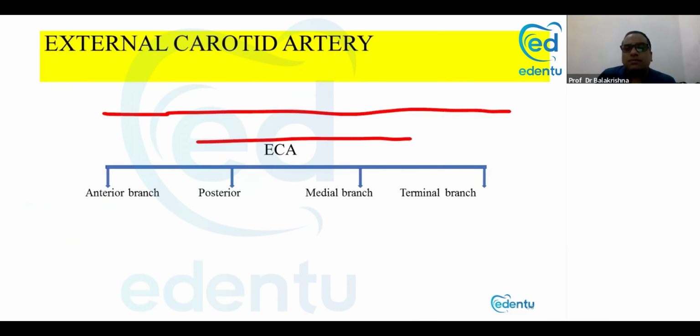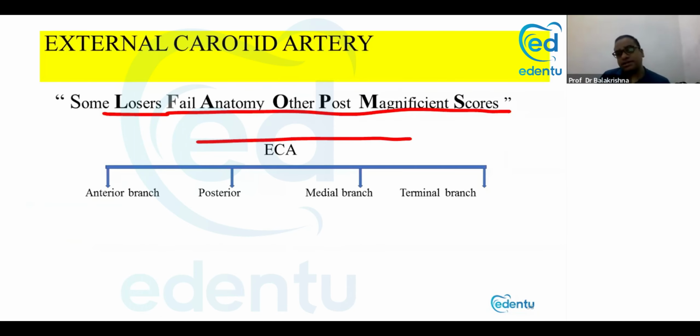So it has got basically 8 branches. External carotid artery, you can learn it with a mnemonic: Some Losers Fail Anatomy, Other Post Magnificent Scores. So this "Some Losers Fail" are the anterior branches. Something starting with S, L, and F, these are anterior branches.